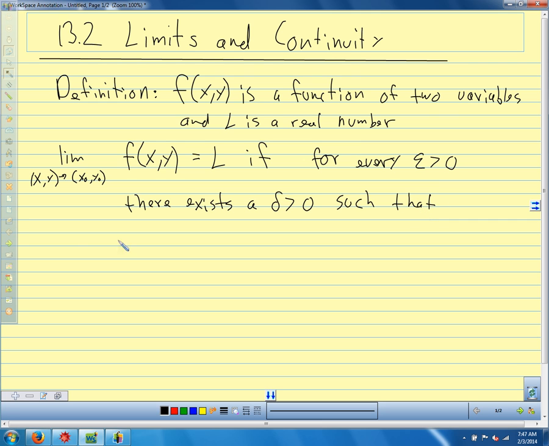and this is where it's a little different, we get 0 is less than the square root of (x minus x0) squared plus (y minus y0) squared, such that if this quantity is less than delta, this implies that the absolute value of f of x,y minus L is less than epsilon.